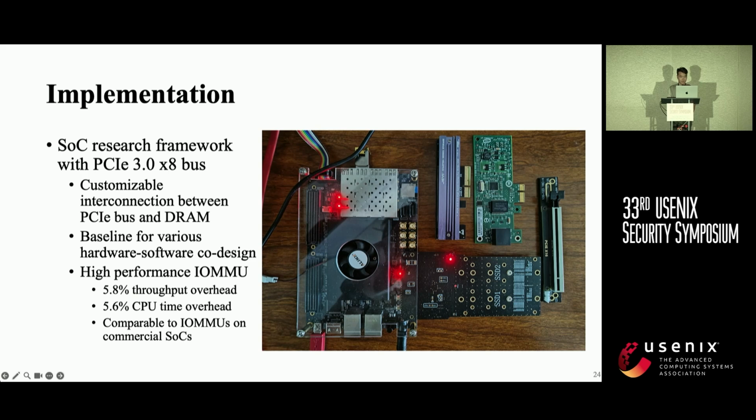To implement DMAAUTH, we first create a PCIe-capable research framework based on the Rocket Chip generator. This SoC features a fully customizable connection between the PCIe bus and the DRAM, serving as a research framework for various hardware-software co-designs. Based on this, we implemented an IOMMU baseline, achieving only a 5.8% throughput overhead and 5.6% CPU time overhead, comparable to commercial IOMMUs.